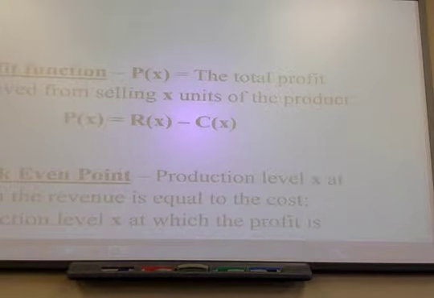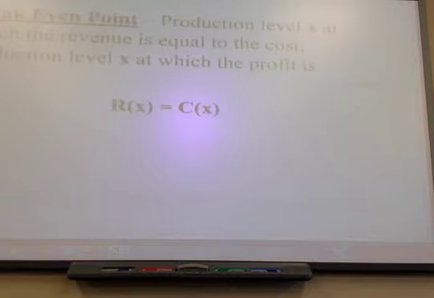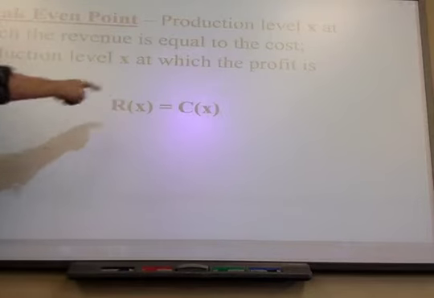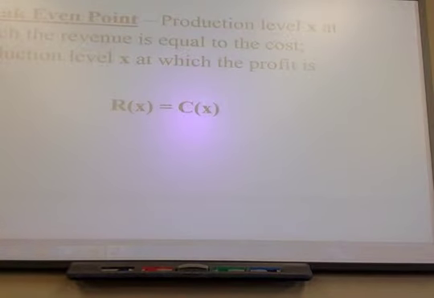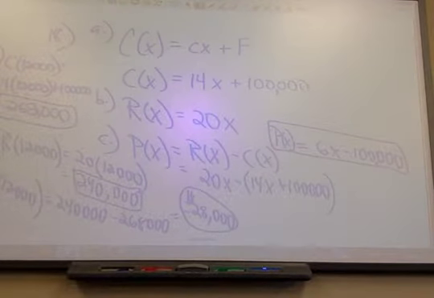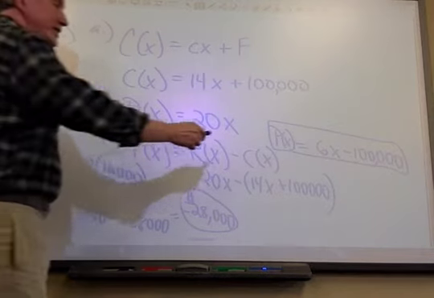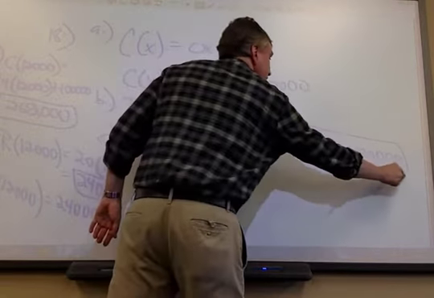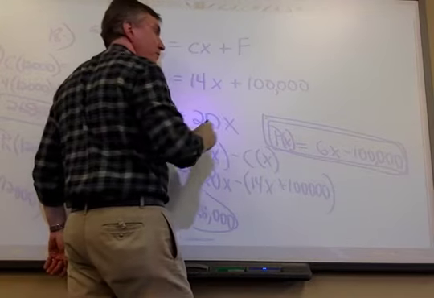Okay. Break-even point: production level x at which the revenue is equal to the cost, or the production level at which the profit is zero. Another way to say that. So you could do that either way. You could set the revenue function equal to the cost function and solve for x, or set the profit to zero. So for this one, if I asked you for the break-even point, the easiest thing to say would be set the profit equal to zero, right?